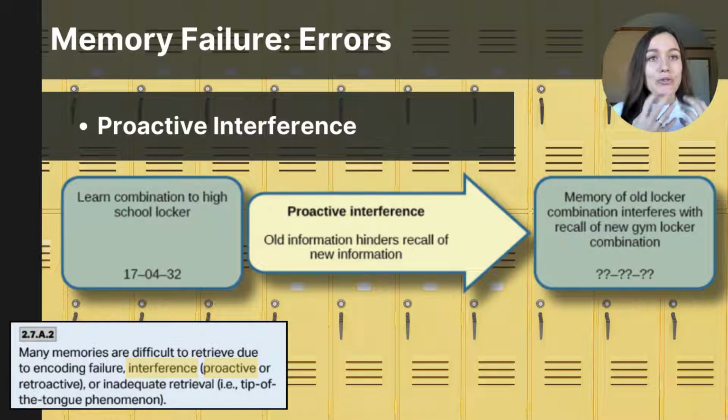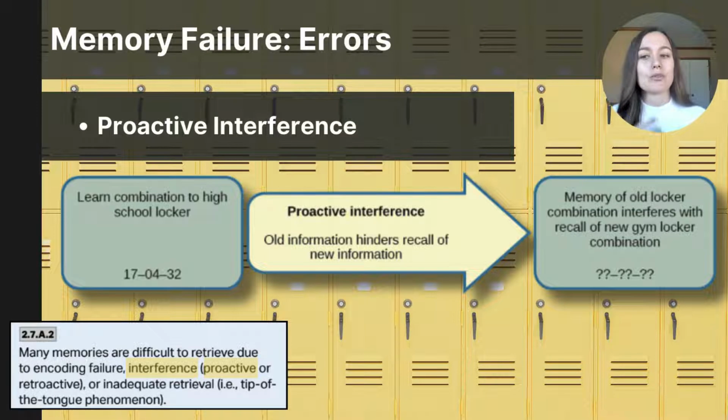When you go to tell someone your new address, all you can remember is your old address. That would be another example of proactive interference. Or if you have ever changed lockers, if you've had one locker and you've used that combination for a year, and you go the following year to a new locker with a new combination, and you go to put in that combination, and all you can remember is your old locker combination, you've been affected by proactive interference, which occurs when old information blocks or hinders your ability to recall new information.